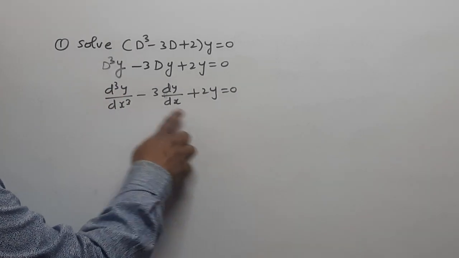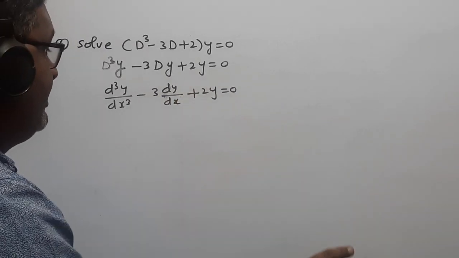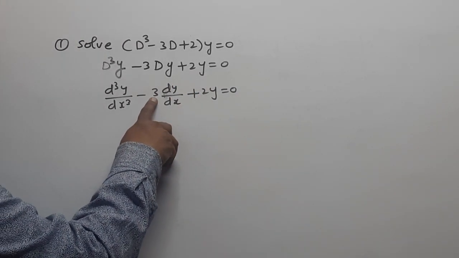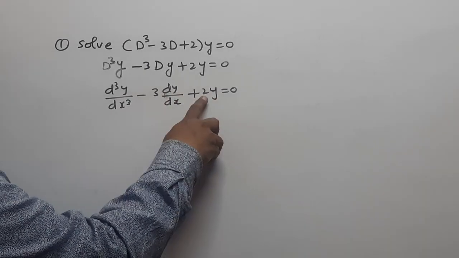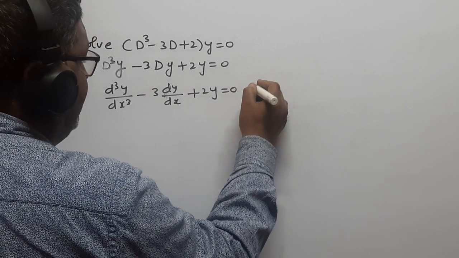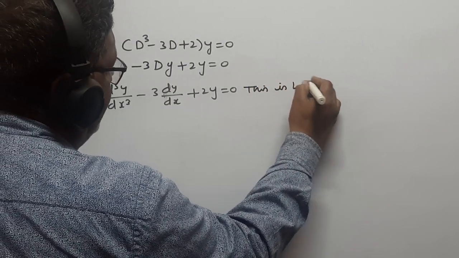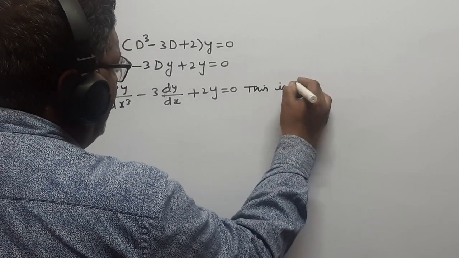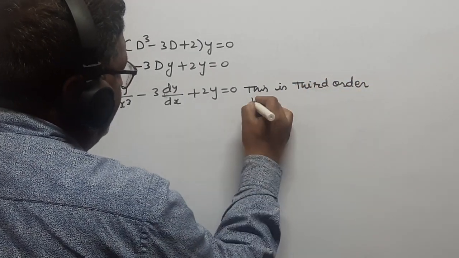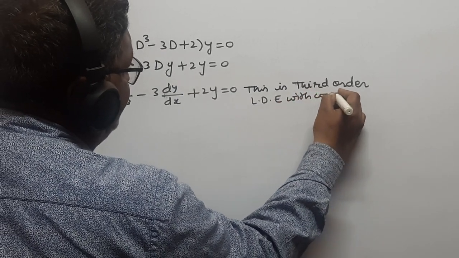Here we can see this is a third order linear differential equation with constant coefficients. You can see here the coefficient minus 3 is constant, and the coefficient 2 is constant. So this is a linear differential equation. This is a third order linear differential equation with constant coefficients.